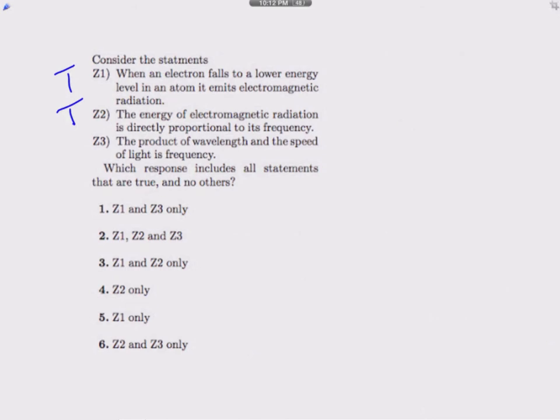So is the third one true? The product of the wavelength and the speed of light is the frequency. That is false. The speed of light divided by the wavelength equals the frequency, not the wavelength times the speed of light. So the correct combination is Z1 and Z2 only are the two true statements, and the third one is false.